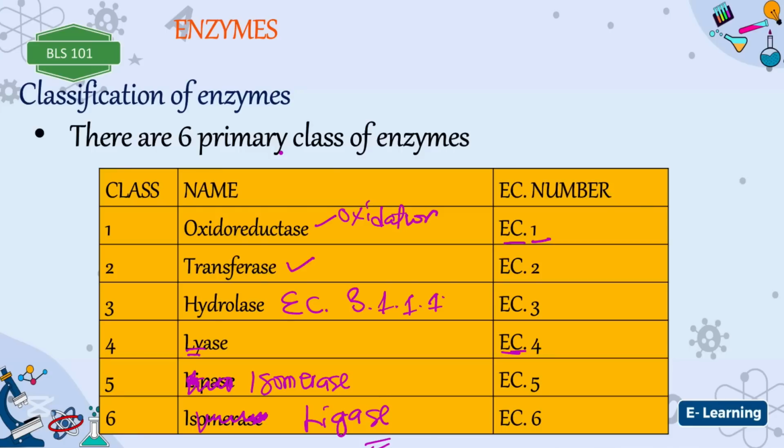However, there is a 7th one, which is called translocase. That one is just added recently. There's a 7th one, which we call translocase. It involves the movement of ions or molecule across membrane. All right. So please take note of this. These things are very, very important.